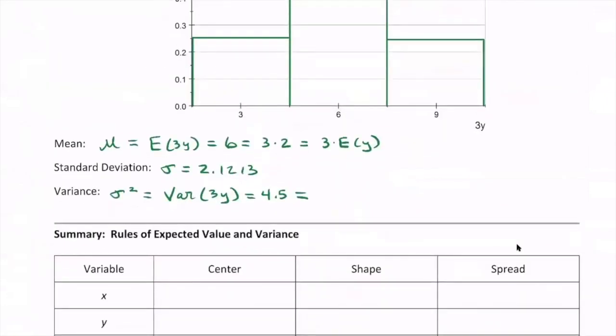Okay, so the variance 4.5 is 9 times 0.5. So this is 9 times the variance of y. So what is the 9 here in relation to the fact that we multiplied by 3? How is that 9 related to the 3? It's squared. Good. So this is 3 squared times the variance of y. Okay.